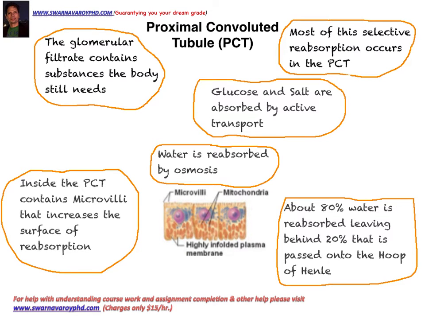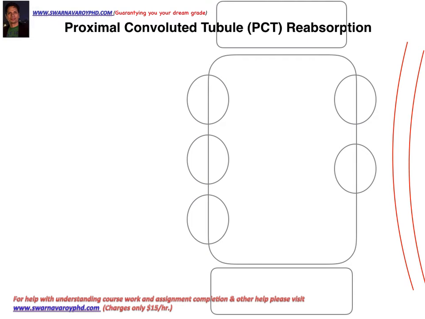So as I said, 80% of water is reabsorbed, leaving behind 20% that is passed onto the loop of Henle. So 80% water is taken back at the PCT. Now let's go into deeper mechanisms of what's happening in the PCT.